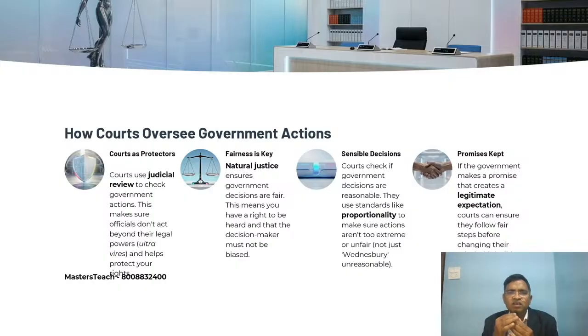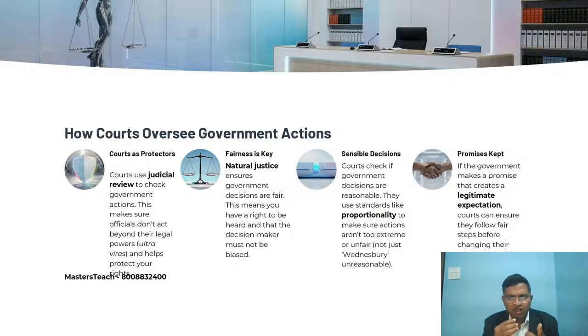Then fairness is the key. Natural justice ensures that government decisions are fair. This means people have the right to be heard. The decision maker must not be biased. Decisions should not favor the government or some people, but should be fair to everyone. That is natural justice.